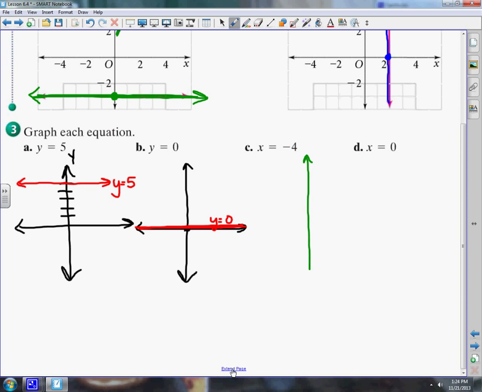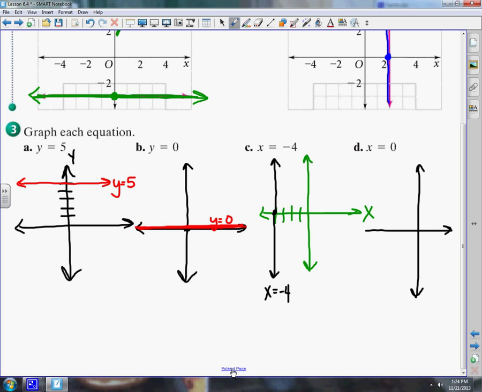x equals -4. So this is my x-axis. So -4 is right here. So then my line goes like this. x equals -4. And then if x is 0, here's my x-axis. If that's 0, then it would just go through it. It would be on the y-axis.